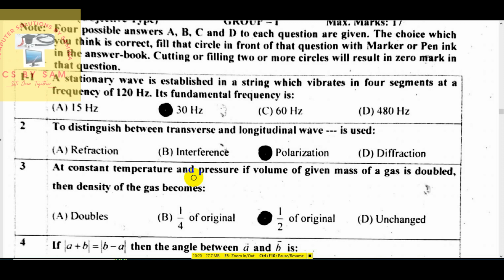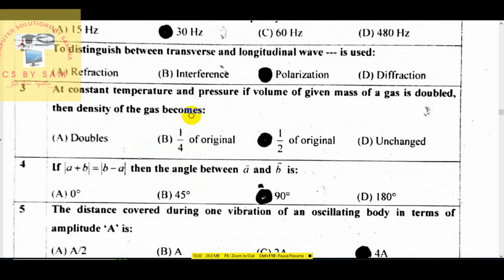A stationary wave is established in a string which vibrates in 4 segments at the frequency of 120 Hz. Its fundamental frequency is 30 Hz. To distinguish between transverse and longitudinal waves, dash is used. Which will be used? Polarization.